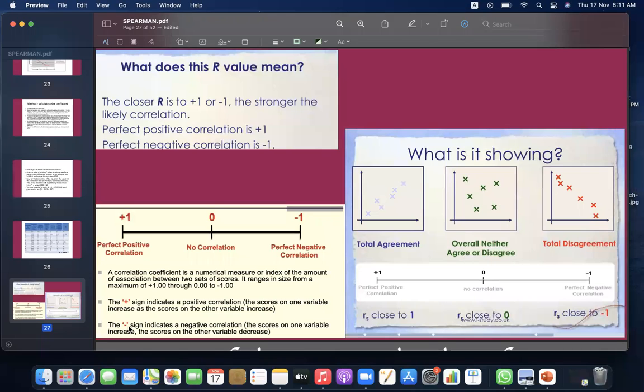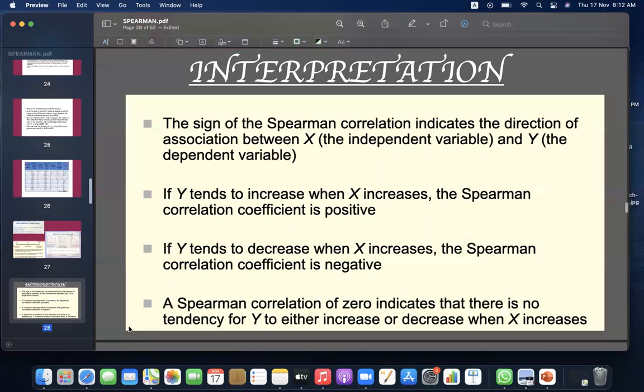A correlation coefficient is basically a numerical measure or index of the amount of association between two sets of scores. It ranges in size from a maximum of positive 1 through 0 to minus 1. The positive sign indicates a positive correlation: the scores on one variable increase as the scores on the other variable increase. The negative sign indicates a negative correlation: as one variable increases, the scores on the other variable decrease.